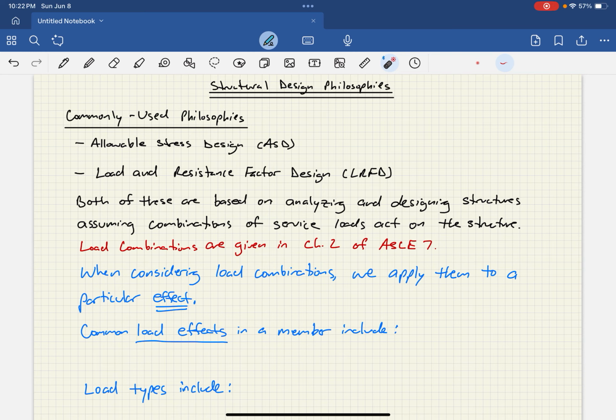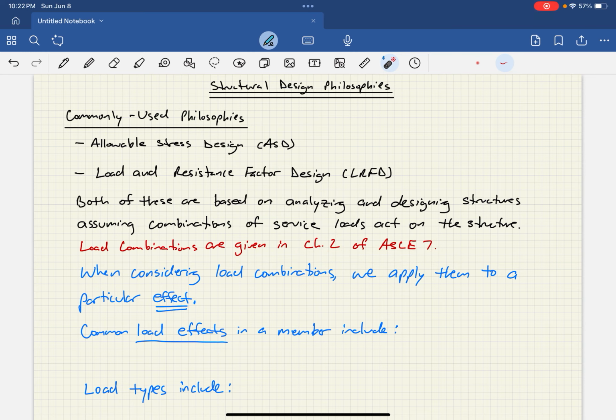So where can we find these combinations of these different loads? Well, they're given in Chapter 2 of ASCE 7. You can also find them in a lot of other publications like International Building Code, which is abbreviated IBC, or the Steel Construction Manual, or the ACI 318 Concrete Manual. They're summarized in a lot of other places. But a lot of us have a copy of either International Building Code or ASCE 7. If you have ASCE 7, it's going to be in Chapter 2, okay?